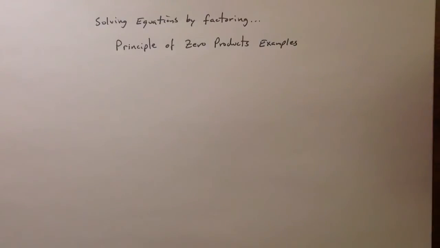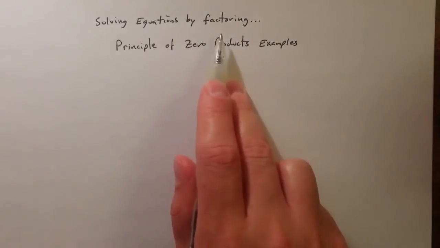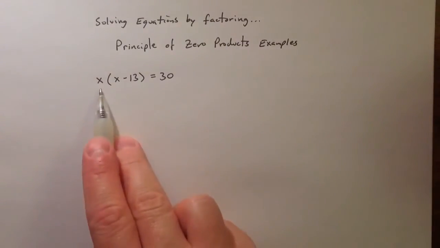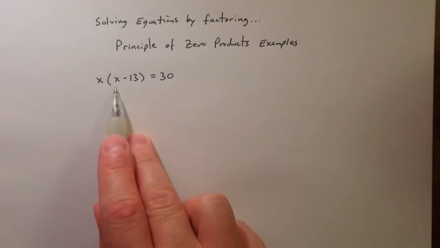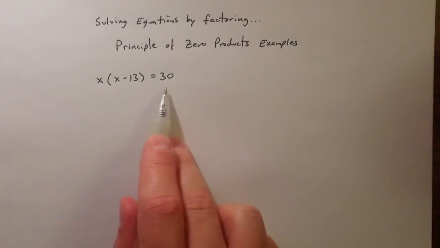Let's take a look at some principle of zero products examples. We want to try to solve some equations by factoring. The principle of zero products says that if I have a factored expression that's set equal to 0, I can set each of those factors equal to 0.